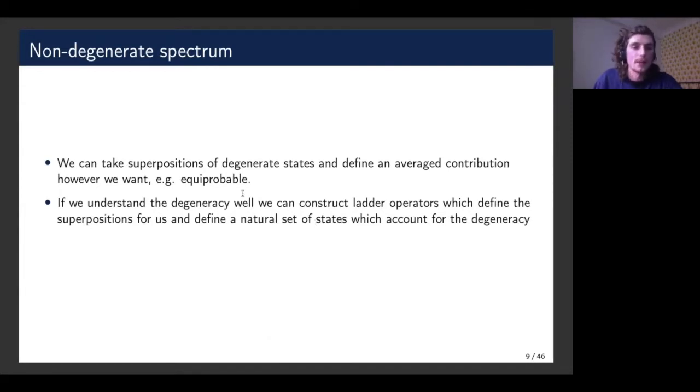So there are two ways we can think about doing this. We need to somehow take superpositions of degenerate states and define some average contribution to a given degenerate energy level. And we can do this in principle however we want. We can take an equiprobable distribution or otherwise. But if we understand the degeneracy a bit better and we can predict it and it has a known symmetry group, we can go one step further and construct ladder operators which pick out these states for us and also define a natural set of coefficients which appear in front of the degenerate contributions. And so in the case of the oscillator, we approach this problem in the second way.